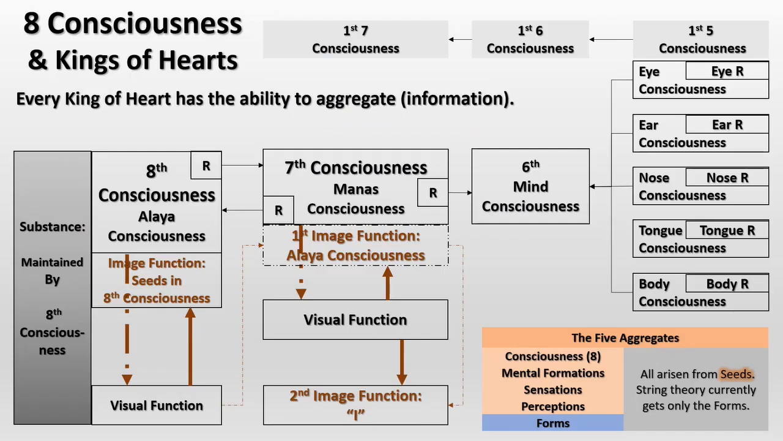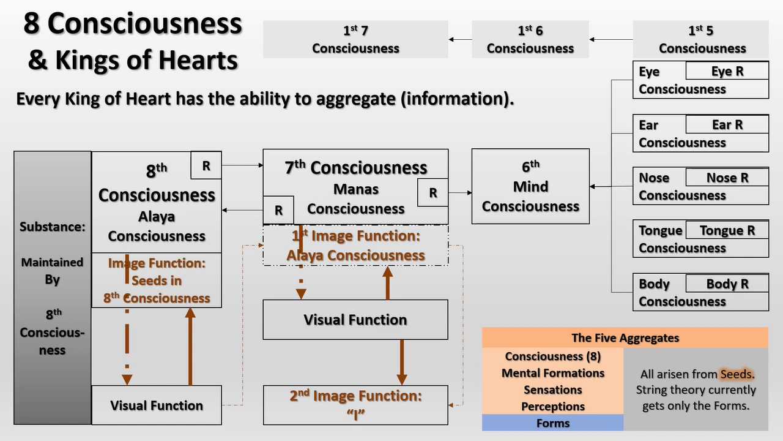This is another block diagram in Yogacara Buddhism, and a very crucial one because all the details here appear in string theory. There is a total of 8 consciousnesses. Each has a different function, with the 8th consciousness being the most important. These 8 are also called kings of hearts, which basically means they each can gather information like processor chips. As each has different functions, the information they gather is also different. The 8th consciousness has many names because it has many different functions.